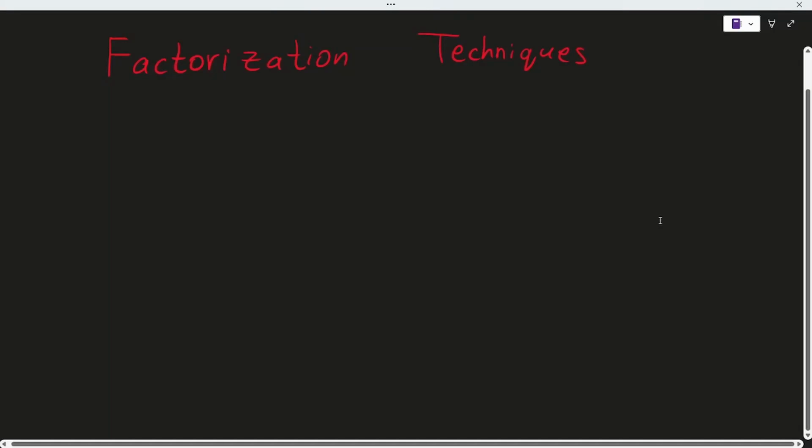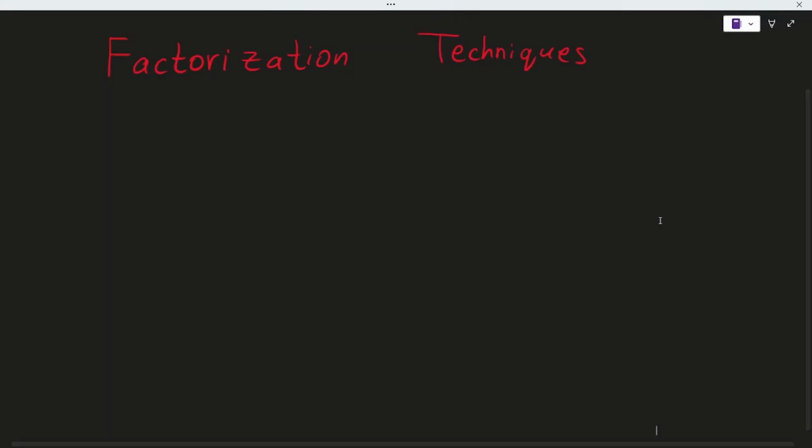Hello guys, today we will discuss several factorization techniques, starting from the very beginner ones to the very advanced ones, and in the end of the video we will discuss several applications from the Olympiads. The first one and the most well known is difference of squares. a² − b² can be factorized as (a − b)(a + b).